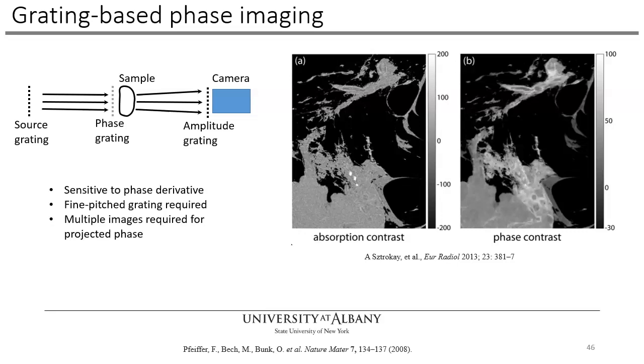You can have some spread in this. They've demonstrated that. There are some impacts of using a polychromatic beam and beam hardening, because where these fringes appear depends on the wavelengths involved, but they have demonstrated you can.